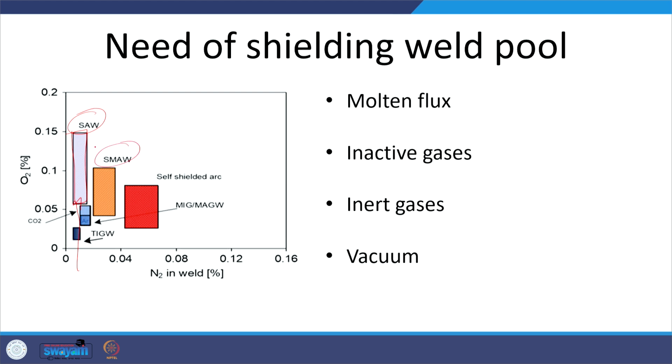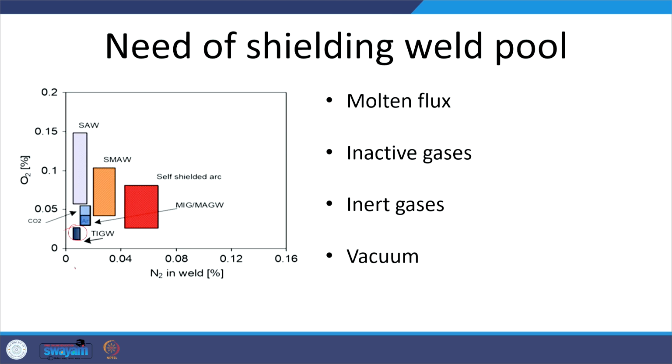Shielded metal arc welding, also called manual metal arc welding or stick electrode welding, has multiple names. This offers higher oxygen and higher nitrogen content in the weld metal. Self-shielded arc welding, like flux core arc welding, offers higher nitrogen and reasonably higher oxygen content in the weld metal. The cleanest weld metal is produced by the TIG.